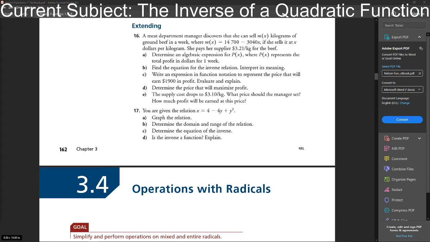And this is the graph that we get. Nice looking graph. Determine the domain and range. So x can equal any real number. Range y needs to be greater than 0. Determine the equation of the inverse.